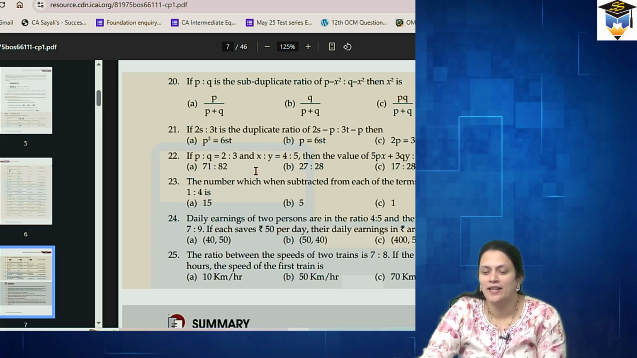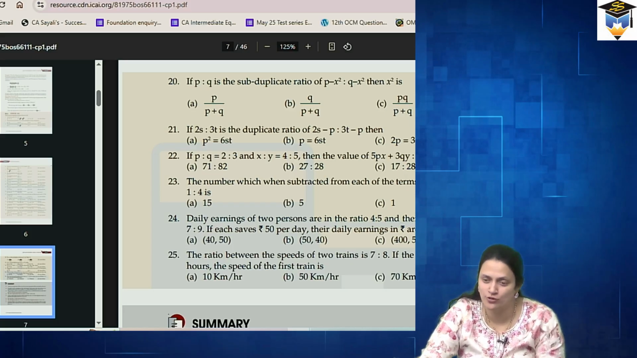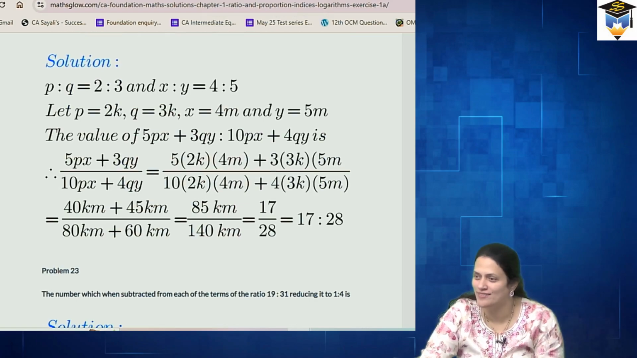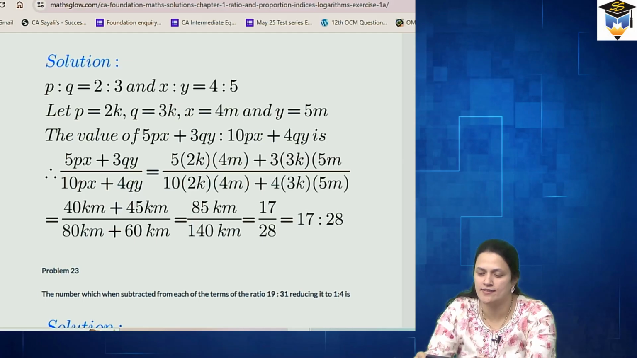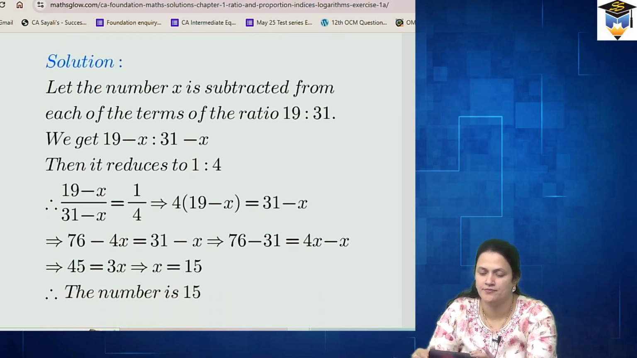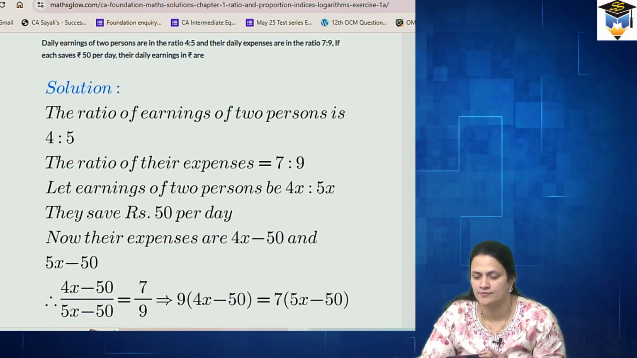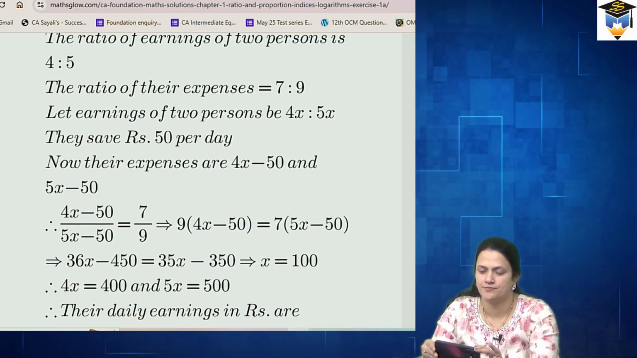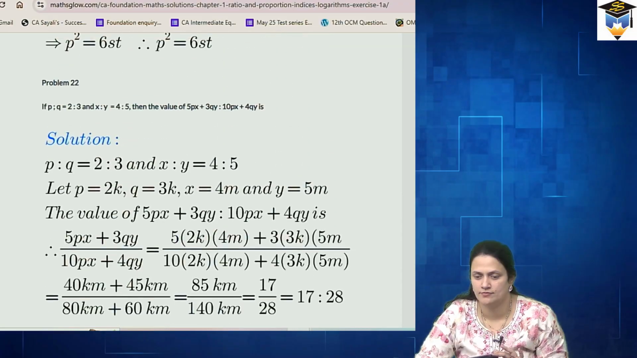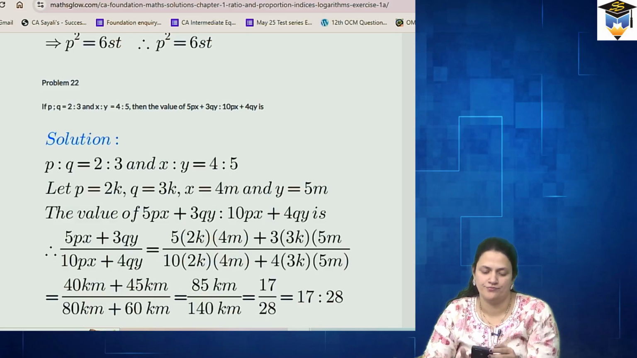If P is to Q is 2 by 3, X is to Y is 4 by 5, then find the value of 5px plus 3qy upon 10px plus 4qy. Do this, write it down quickly, it is short. You can write it down, please. Just one minute. This was the question, problem number 22. Solve it and find the answer, easy.